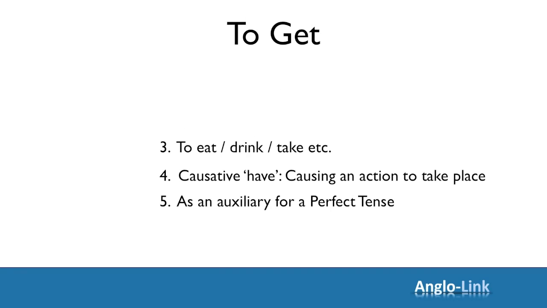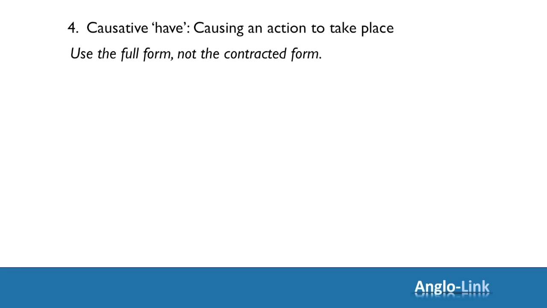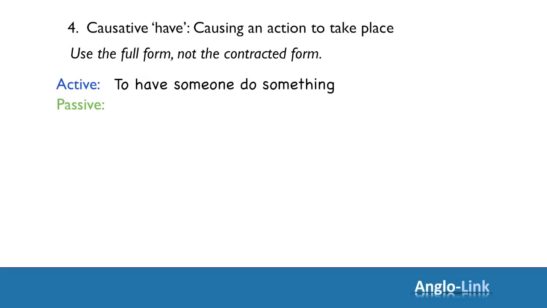Okay, let's look at the causative have now. The causative have also is the main verb, and therefore you must use the full form. There are 2 possibilities. It can be active or passive. In the active sense, you say to have someone do something. In the passive construction, it is to have something done. Let's look at some examples. Active.